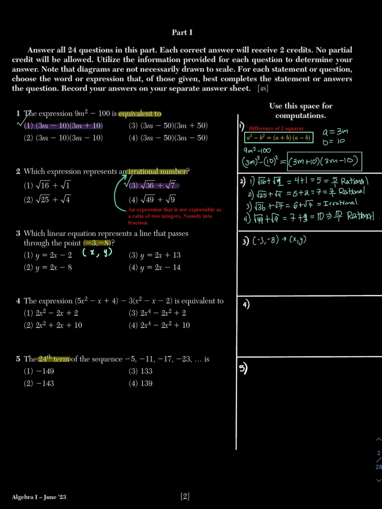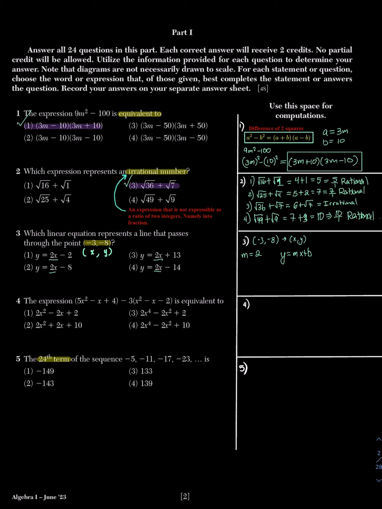Another thing I want you to notice is that each one of the multiple choices starts with a slope of 2. Each one of them has a slope of 2. So that means that the m value is 2. Now, if we refer to the equation of a line, y equals mx plus b, the slope-intercept form.